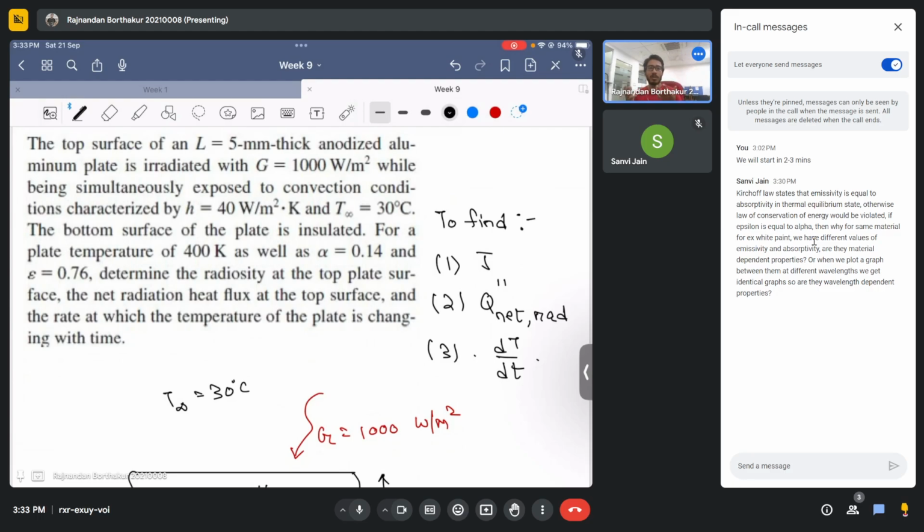This is because when we consider radiation heat transfer, there is something known as a diffuse body. A diffuse body has radiation properties independent of wavelength, and in that case the same material will have the same value of emissivity and absorptivity across all wavelengths. But in general, it is difficult to find diffuse bodies. For instance, if I pick a can of white paint, you will see that across different wavelengths, emissivity and absorptivity differ.